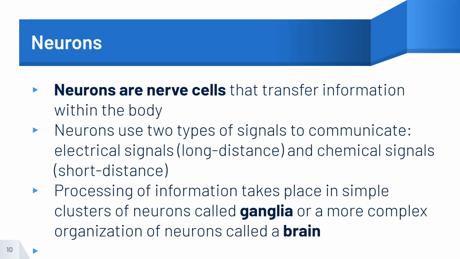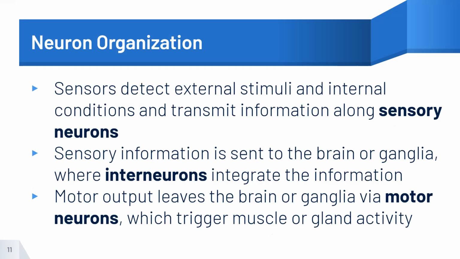The long distance message is going to be sent with electrical signals, and we'll see how it does that with ions moving across the membrane. And then it will send a chemical message, neurotransmitters, from one neuron to another. When we've got a cluster of neurons together, that's called a ganglia. And when that ganglia is much more complex and organized, then that's a brain. So our brain is a collection or cluster of nerve cells that all work together.